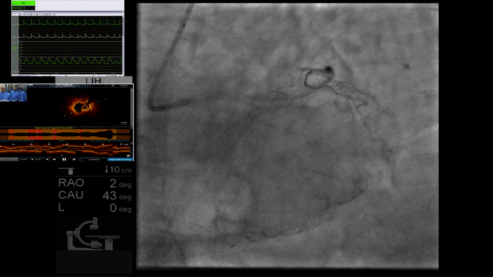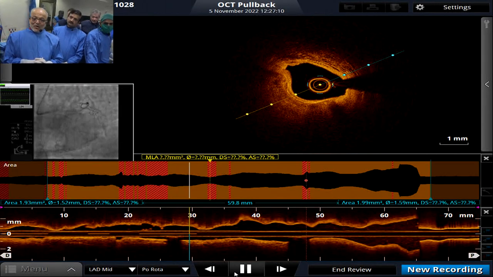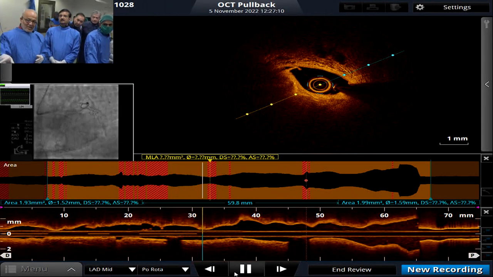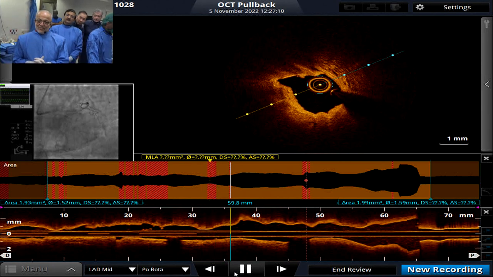Heavy calcium. So I think my prediction was wrong. There is beyond calcium and around, there is a lot of fat also. Yeah, so it's a very bad mixed plaque.